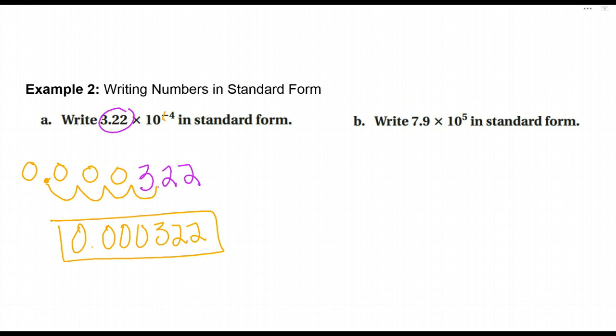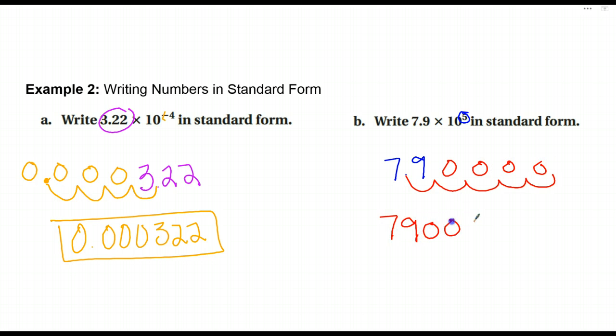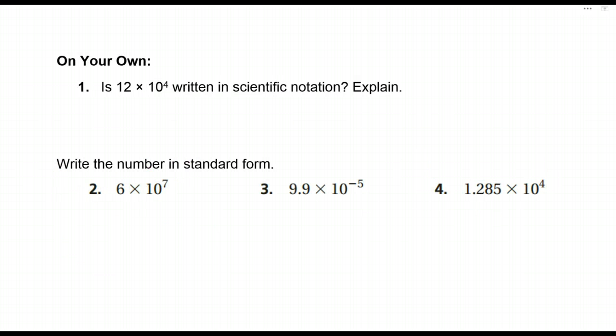Letter B, 7.9 times 10 to the fifth. This is a positive exponent, so I'm going to move it to the right 5 times. 1, 2, 3, 4, 5, and add zeros. And my new number is 790000, and add your commas so it's easier to read. So 7.9 times 10 to the fifth is 790,000.